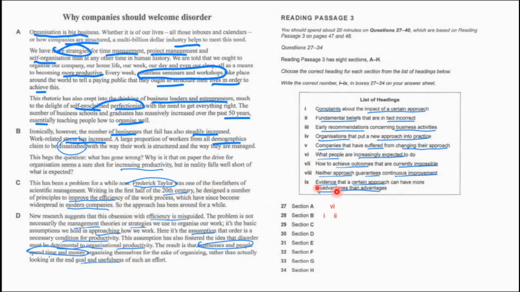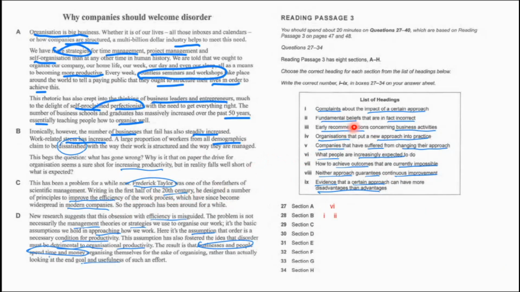So look at the first question, complaints. After reading these 4 lines, because this paragraph is so small, we have to read all lines, but they didn't talk about any complaints here, so the first could not be our answer. Second, fundamental beliefs that are in fact incorrect, but here they didn't say anything incorrect, so the second could not be our answer.